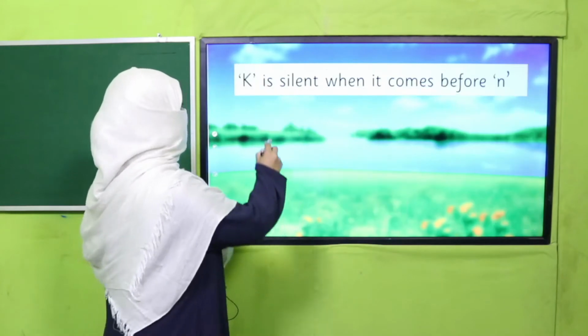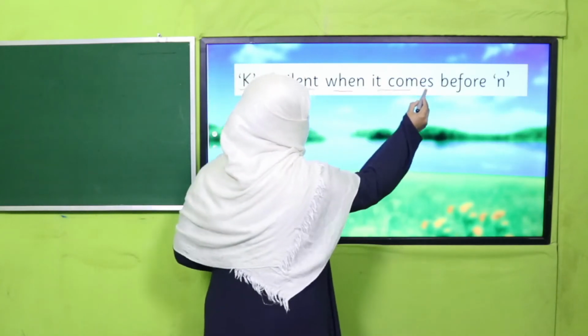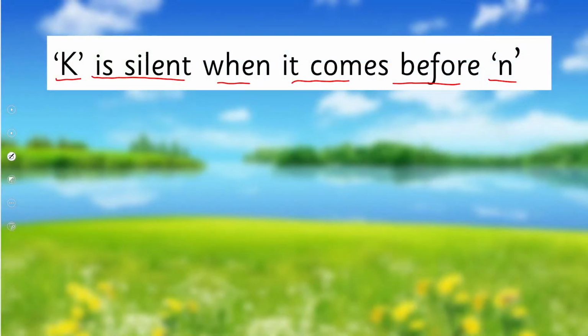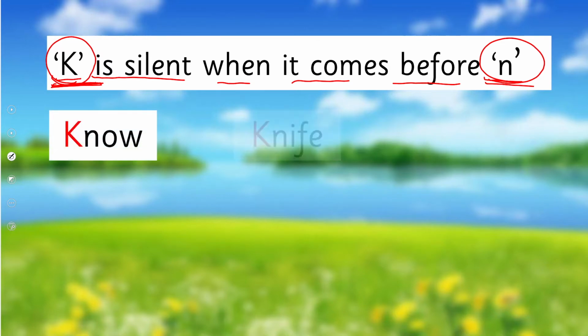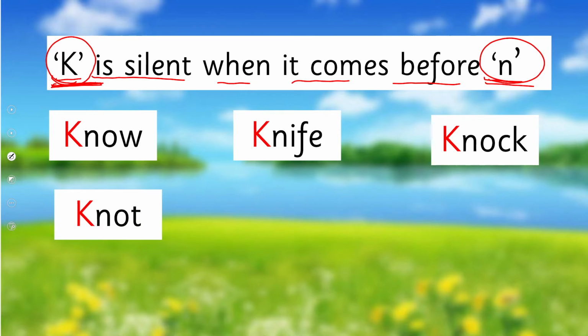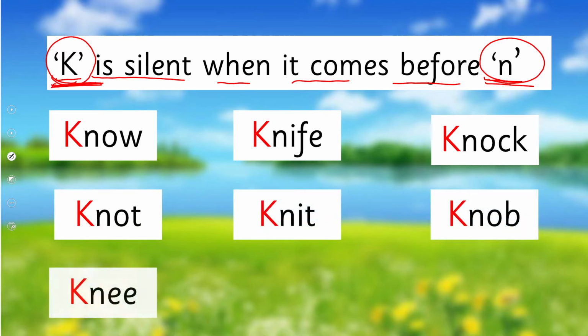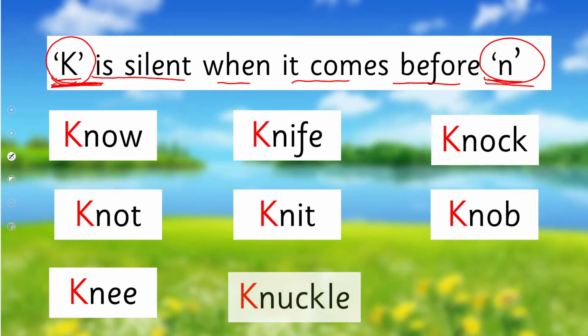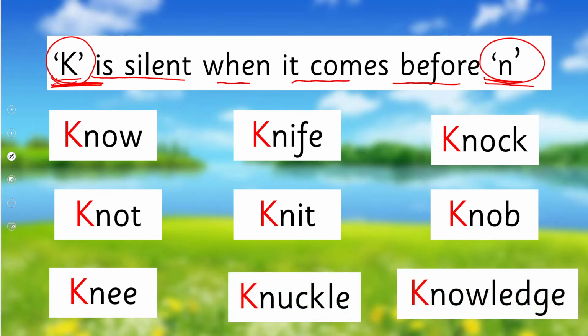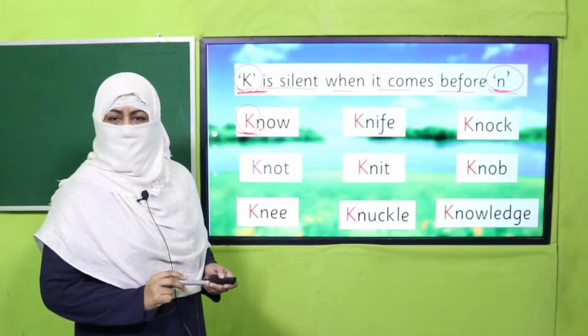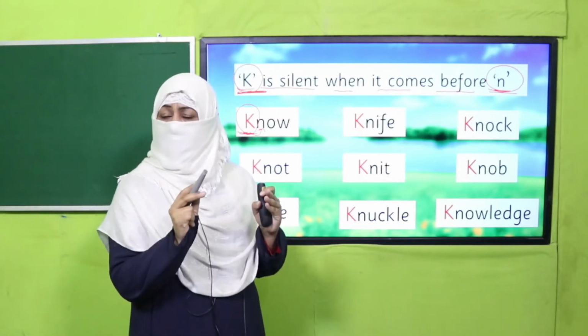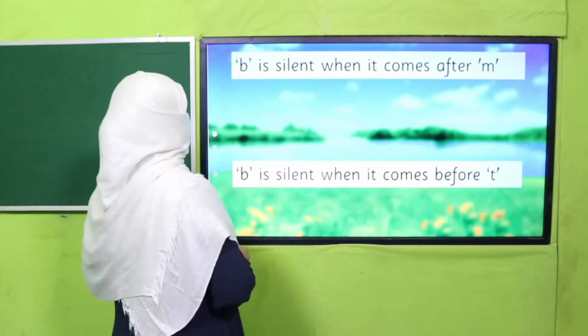The next letter is K. K is silent when it comes before N. So wherever in a word you see K is there and right after K the next letter is N, you will not pronounce this K. It will be silent like in words know, knife, knock, knot, knit, knob, knee, knuckle, and knowledge. You see, in all these words, because K is there and right after K there is N, that's why this K is silent, right? Are you getting it? Do you understand the concept of silent letter? Good job.